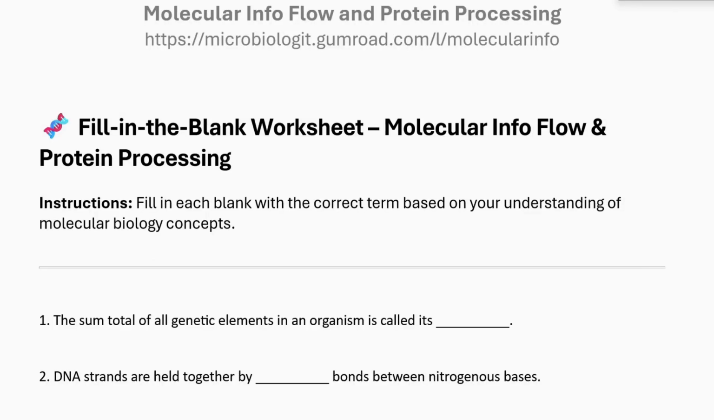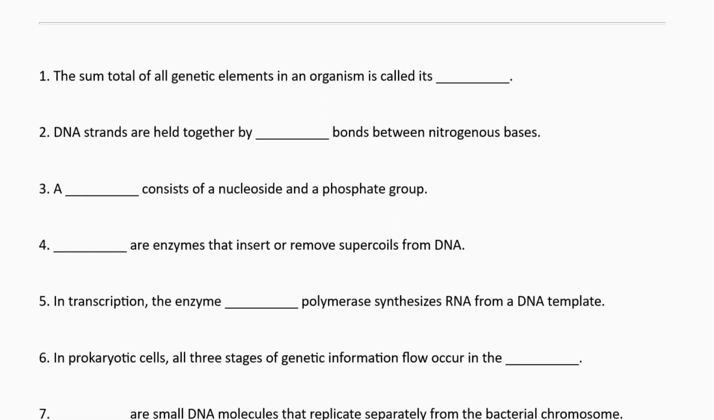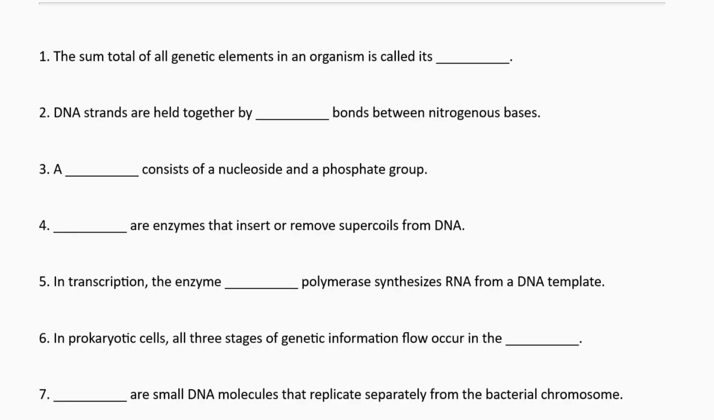Fill in the blank worksheet. Here are the instructions. Fill in each blank with the correct term based on your understanding of molecular biology concepts. Number 1. The sum total of all genetic elements in an organism is called its blank. 2. DNA strands are held together by blank bonds between nitrogenous bases. 3. A blank consists of a nucleoside and a phosphate group.